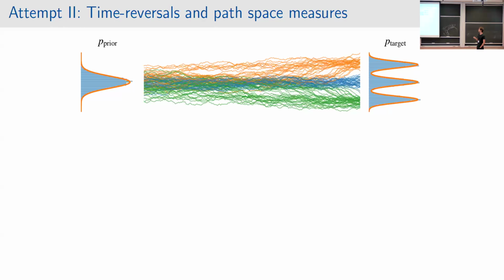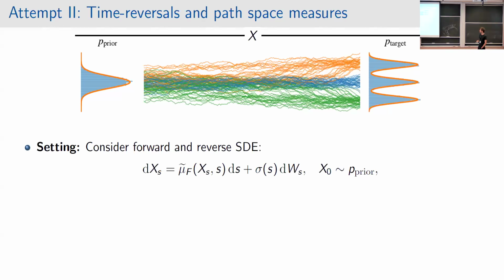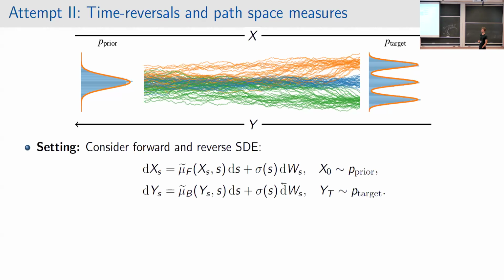Okay, so now I want to consider attempt 2, which is probably more familiar to you, and considers time reversals and path space measures. So again, I draw this picture here, and this now only works for stochastic evolutions actually. But the key idea is that I have a forward process. So I denote here the forward drift with mu f. And I now introduce a backward, or I prefer to say a time-reversed process, which I call y, which starts in the target and runs backward in time, which I denote here with this backward boundary condition, right?